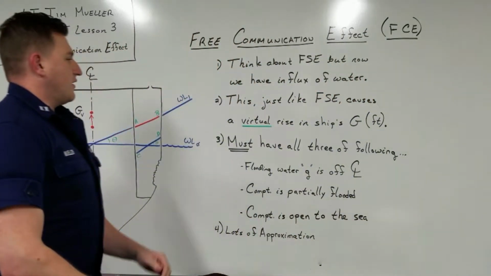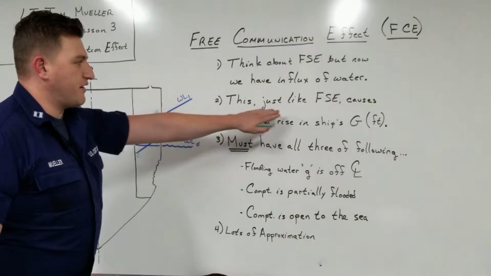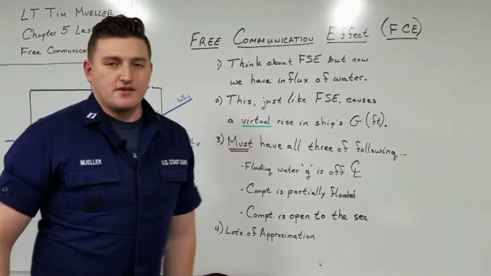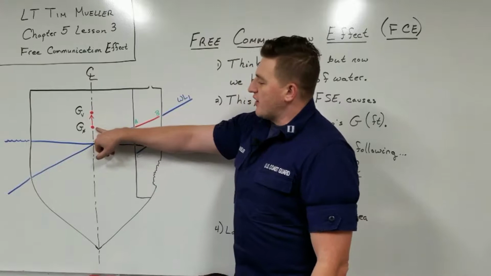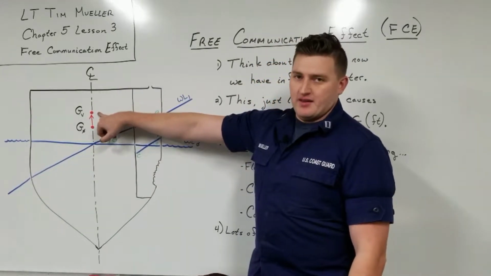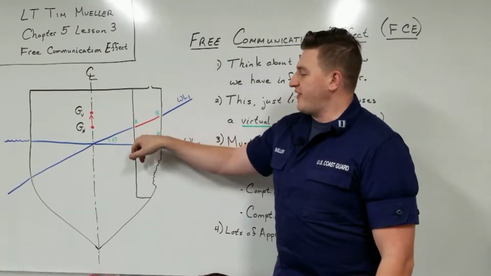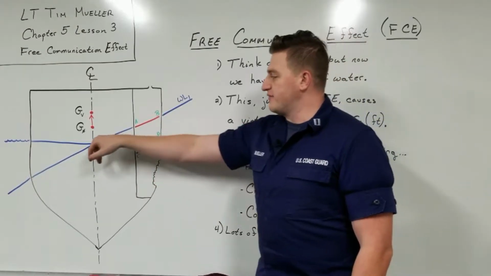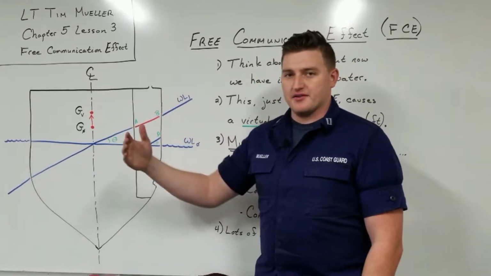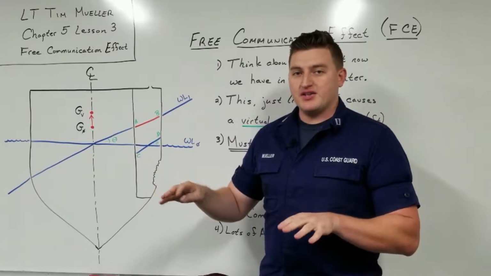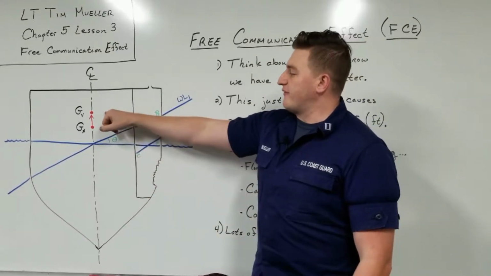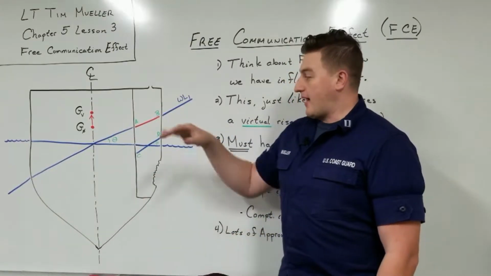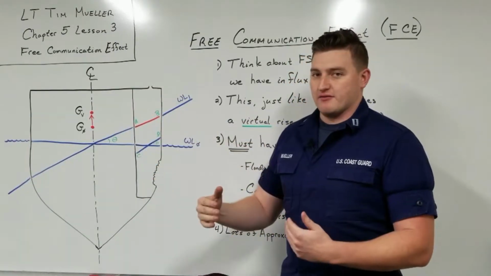Now let's look at these points here. Like I said, just like free surface effect, it causes a virtual rise in the ship's G. So it's going to go from G naught to this GV. We see that the free communication effect, that influx of water, is causing horizontal movements of G, but there's constant horizontal movements depending on the angle of inclination. By rising to a virtual center of gravity, it takes care of all possible angles of inclination within a certain range.